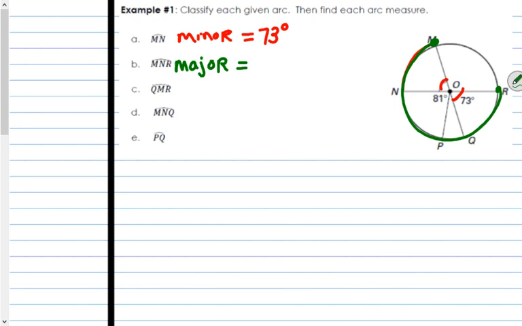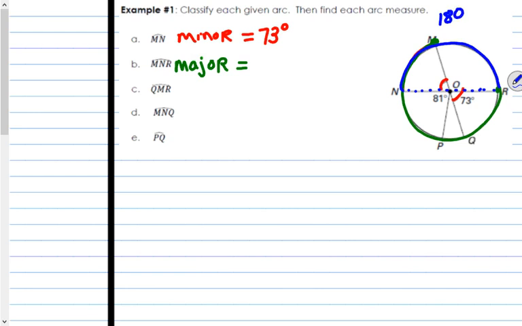So, I know an entire circle is 360 degrees. We're going to have to do this a couple of different ways. This is a diameter, which means this blue is 180 degrees.